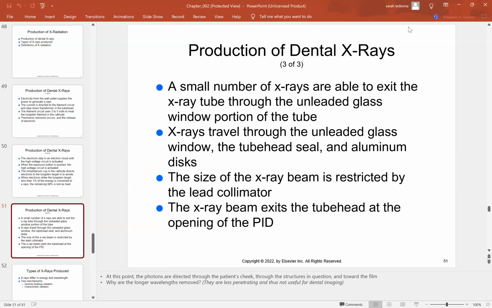A small number of X-rays are able to exit the X-ray tube through the unleaded glass window portion of the tube. X-rays travel through the unleaded glass window, the tube head seal, and the aluminum disc. The size of the X-ray beam is restricted by the lead collimator. The X-ray beam exits the tube head at the opening of the PID.